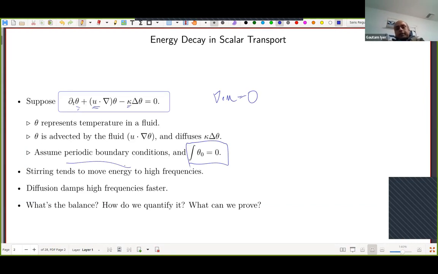All right, so the phenomenon I want to talk about is the following, which has been mentioned a few times already in this conference. There's stirring, and stirring induces this process of mixing, and mixing tends to move energy to high frequencies. If mixing moves energy to high frequencies, well, at high frequencies, diffusion works more efficiently, so I get damped a little bit faster. What's the balance? Can we quantify it, and what can we prove rigorously?